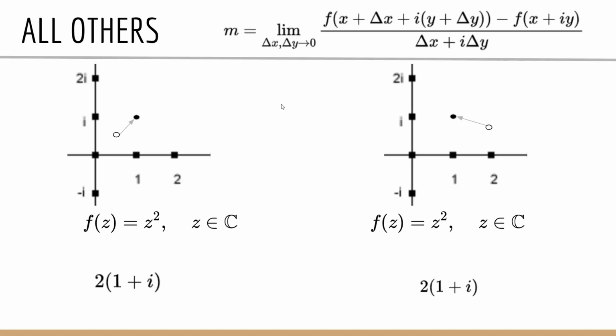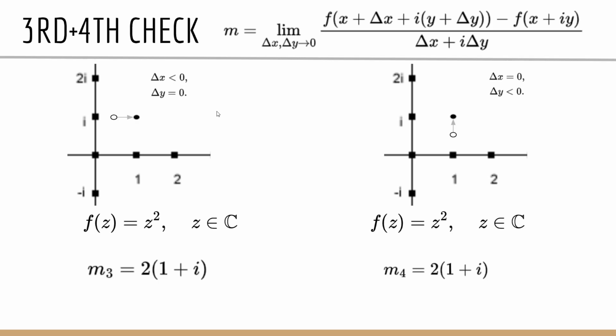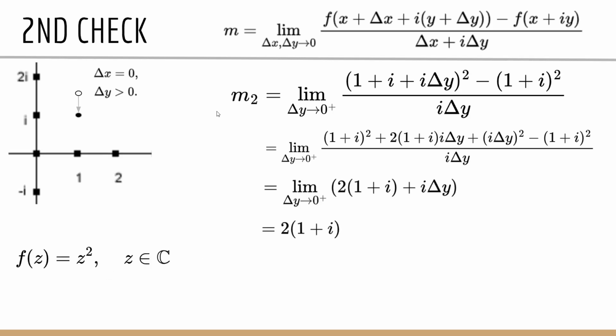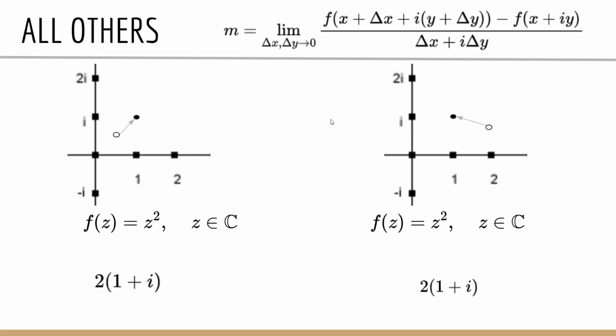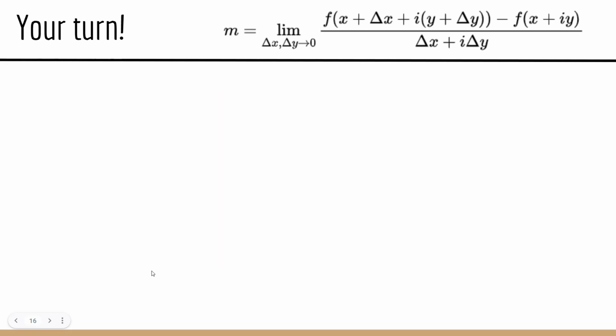Because why does it need to be 1 plus i? It could be 1 plus 2i, it could be 2 plus i, right? And it doesn't really change our derivation much. I skipped some directions, like these directions, but if you try them, you should still get 2 times 1 plus i. Right. Now it's your turn.